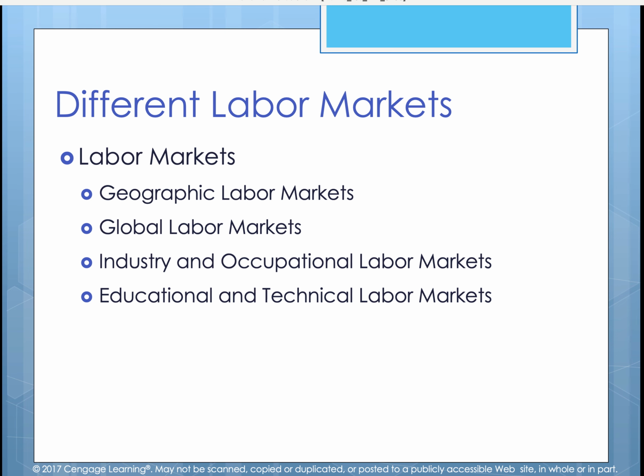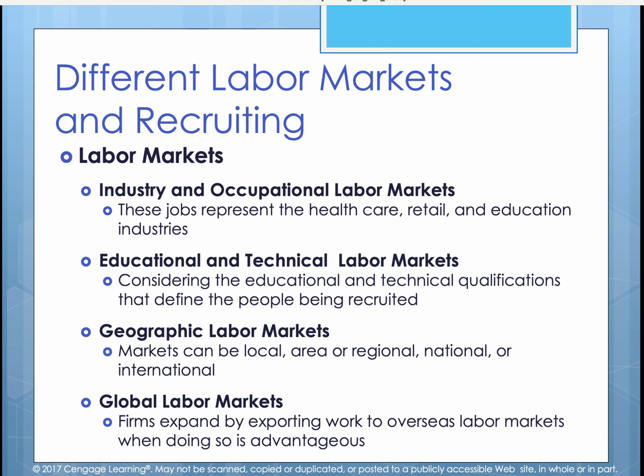Now, the different types of labor markets we have can be geographic, global, industry and occupational, and educational and technical. And we'll go ahead and break that down. When we look at the industry and occupational labor markets, we're looking at retail and healthcare. The educational and technical is considering how these qualifications help to define the people that are being recruited.